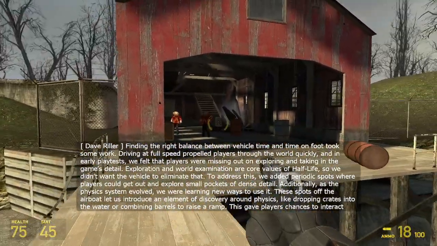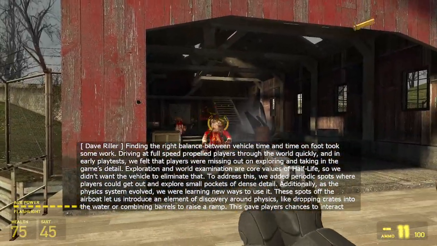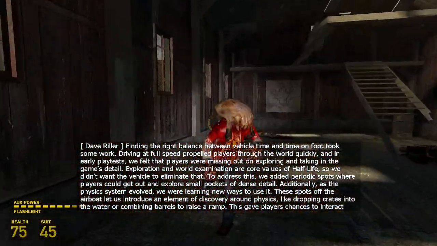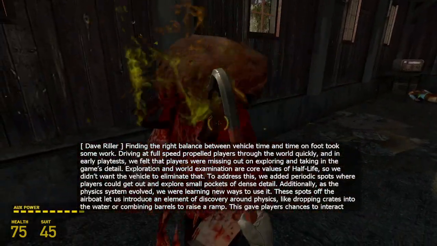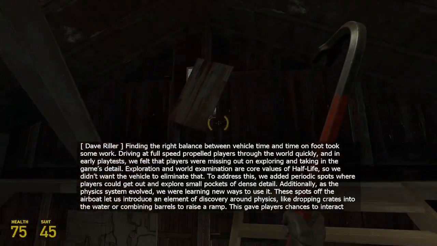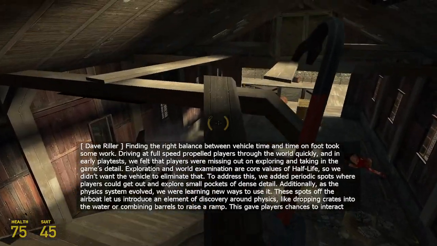Airboat time. Finding the right balance between vehicle time and time on foot took some work. Driving at full speed propelled players through the world quickly, and in early playtests we felt that players were missing out on exploring and taking in the game's detail. Exploration and world examination are core values of Half-Life, so we didn't want the vehicle to eliminate that.